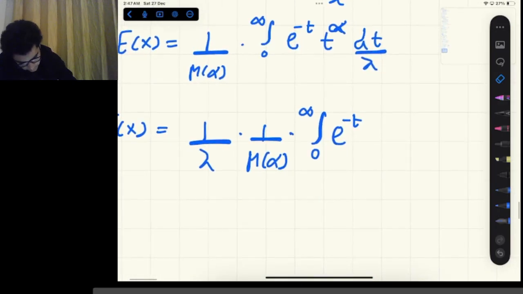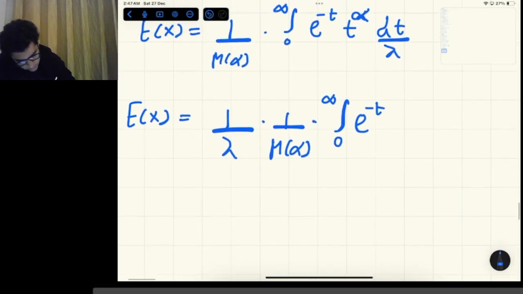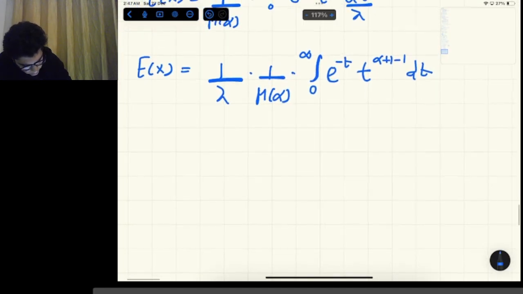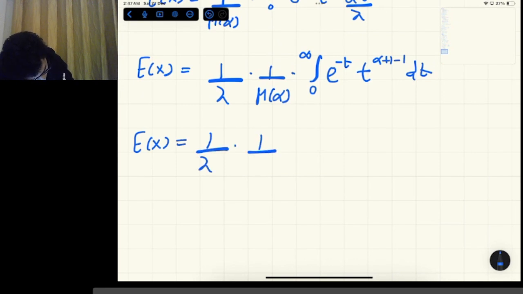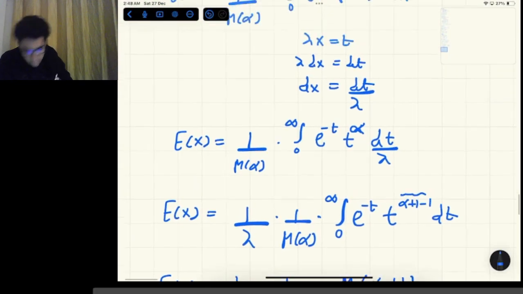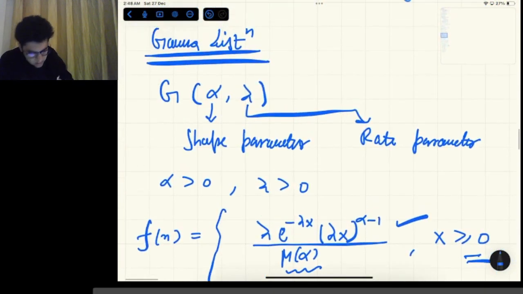So I can write this first. Let me complete this. So this becomes t to the power alpha. Now I can write t to the power alpha as t to the power alpha plus 1 minus 1. Now this has become the form of a gamma integral, and I can write this as e to the power x 1 upon lambda 1 upon gamma alpha. Now I have alpha plus 1 minus 1 here. So what does this become? Gamma alpha plus 1.